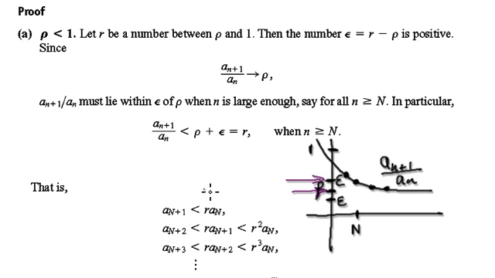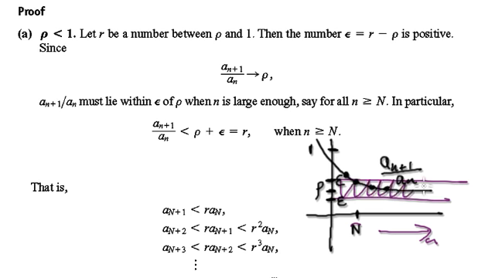This level here is your rho plus epsilon, also known as r. So you can think of this level here as being rho plus epsilon, or you can just think of it as r. Okay, so the point is that for all small n beyond capital N, it must fall within this interval here. So we got to this stage here, and now let's just ignore this bit here.